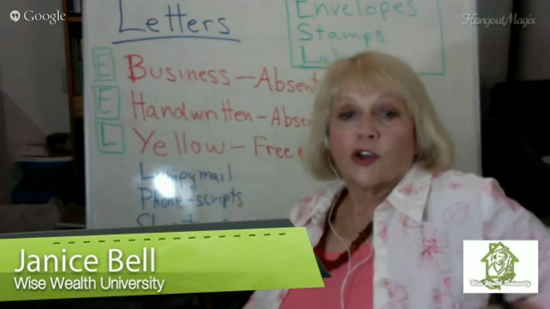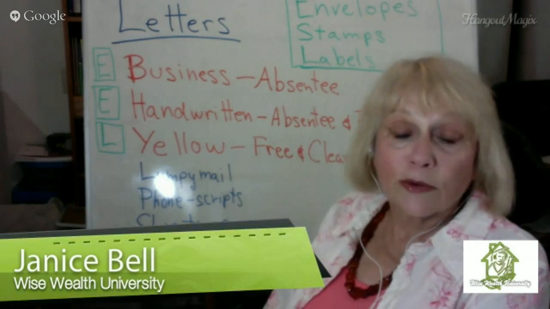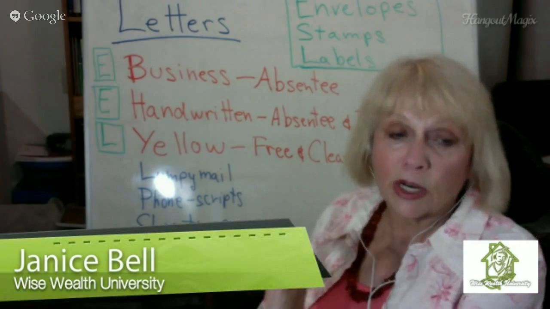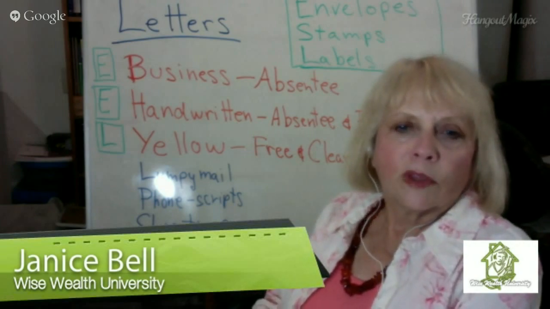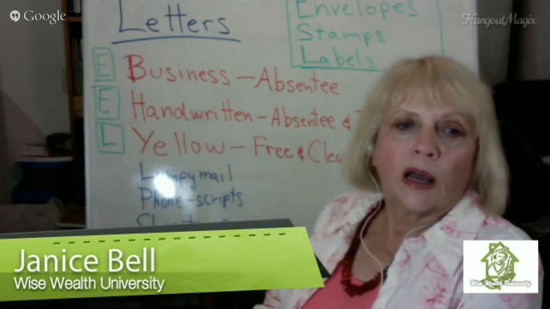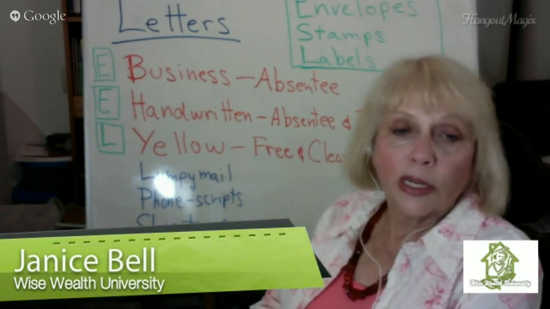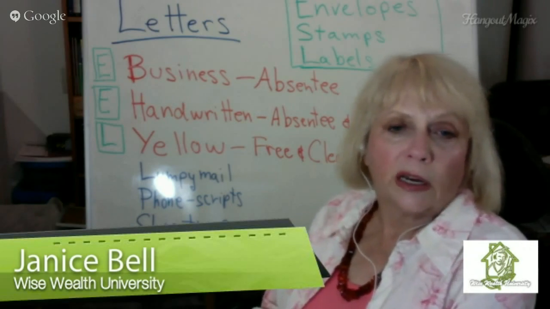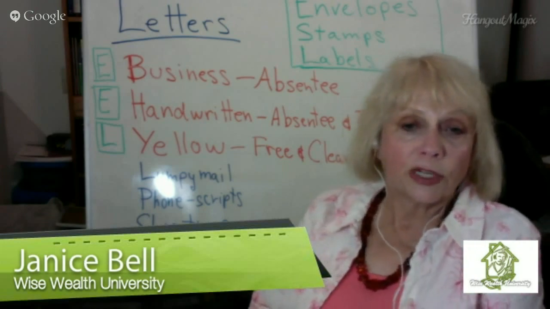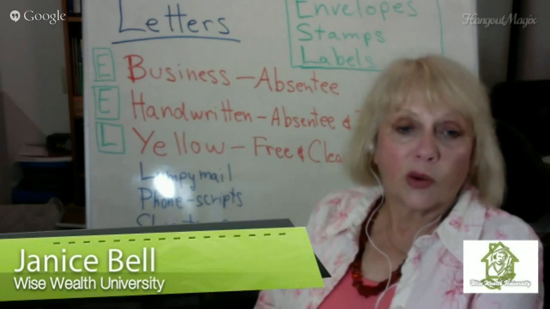So I showed you the business letters, and I send those to absentee owners. I showed you handwritten letters, which can go to absentee owners in handwritten envelopes. That's what the E stands for. So the business envelope with a printed letter or a handwritten envelope. It can be a printed letter if it's an absentee owner, or a yellow letter. So that's a handwritten envelope with either letter can go in there. The yellow letter, I only send to free and clear. And that has to be in a handwritten envelope as well.